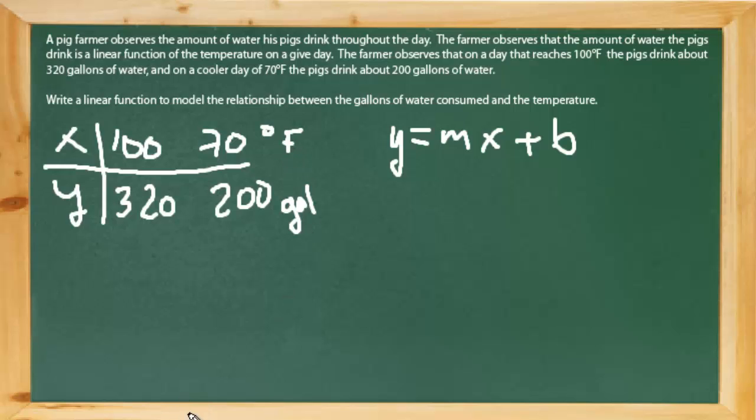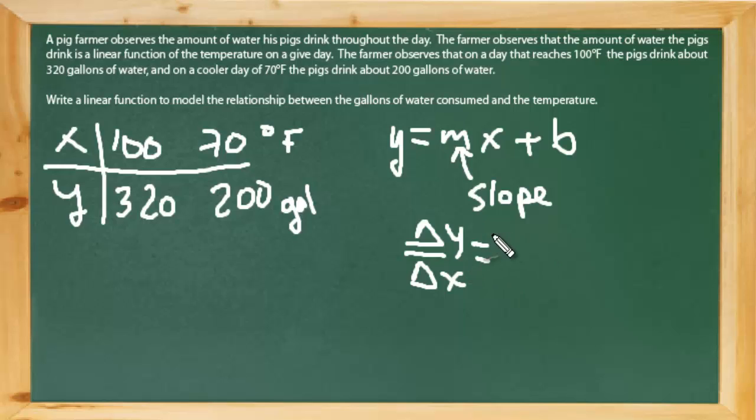All right, so looking at that, what we're going to do first is try to find the slope. Okay, so we look at the slope. Slope is basically the change in y over the change in x. In this case, the change in y is going to be 320 minus 200, over the change in x, which is 100 minus 70.